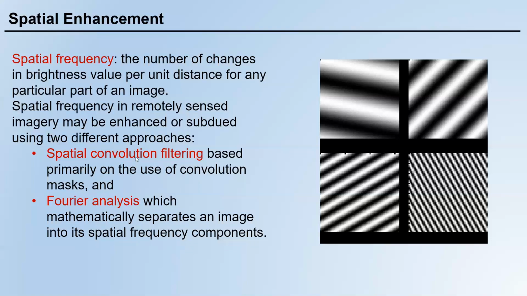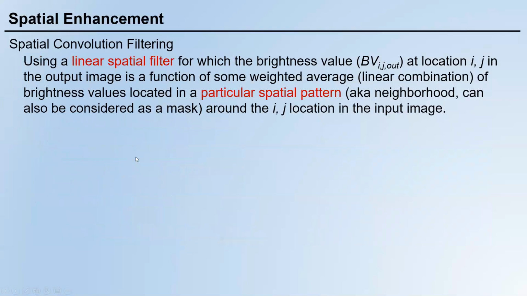Okay, here we go. Spatial convolution filtering uses a linear spatial filter. Here is a concept: what is a filter? I'll tell you later. The brightness value can be addressed by BV ij out, where ij is the column number and row number, and out is the output value of a pixel after this filtering process, at location ij in the output image.